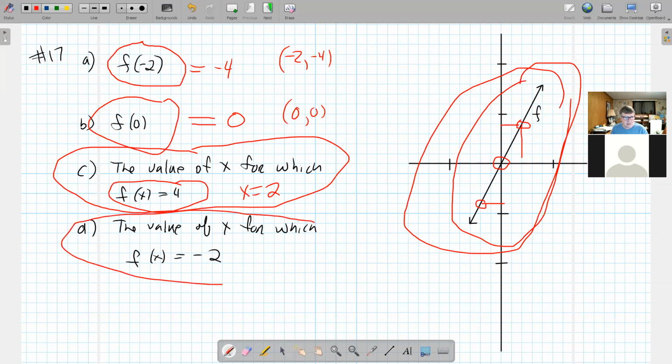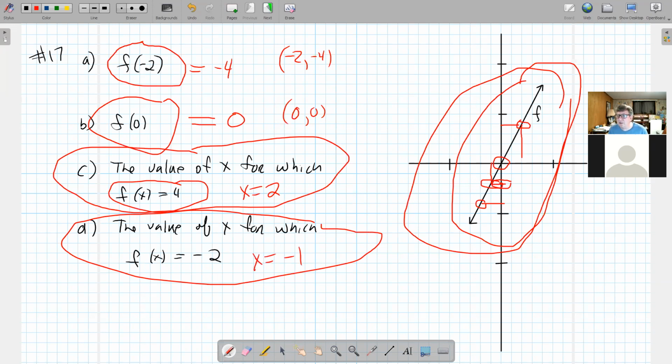And then finally, the value of x for which f of x is -2. Where is y equal to -2? Right there, on the graph right there. So when y is -2, what's x? That would be -1. Right.